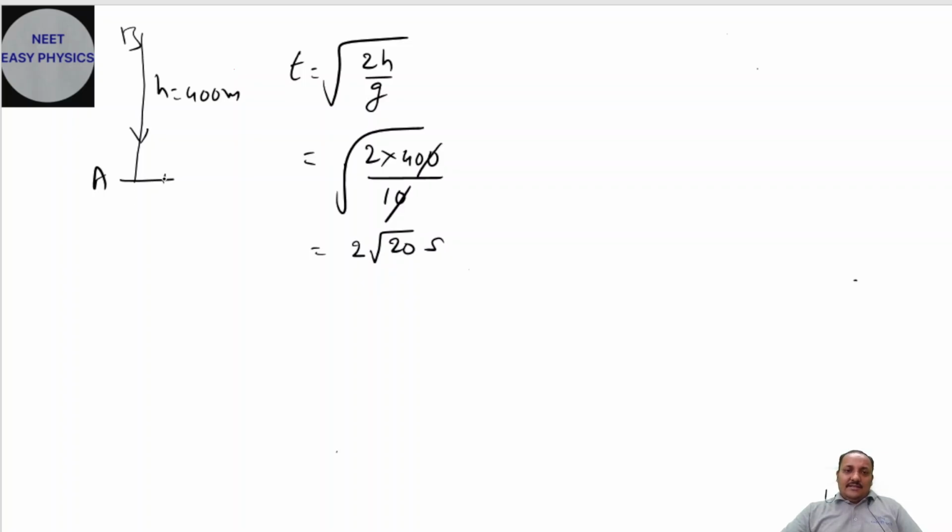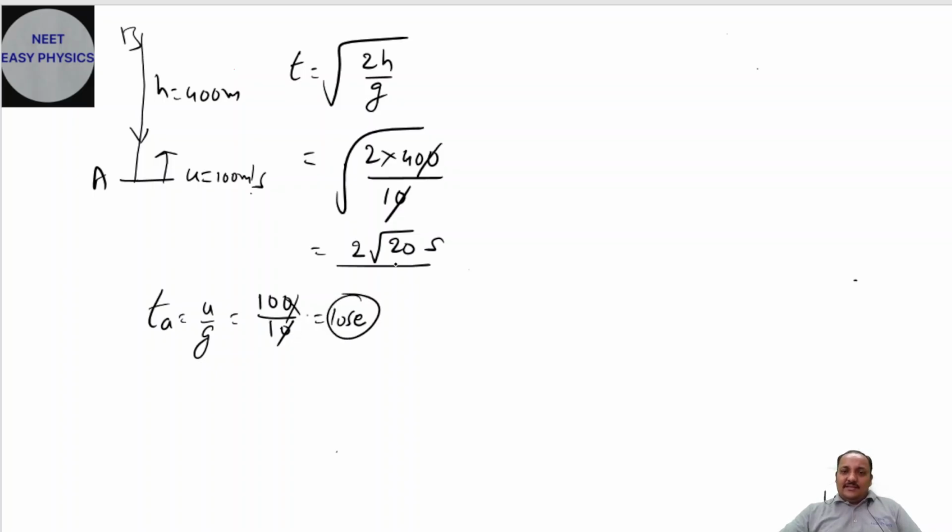So next, this is projected vertically upwards with 100 meter per second. So how much time will it take to reach maximum height? What is the formula? TA is equal to U by G. U value is going to be not 400, this is 100. So U value is going to be 100. 100 by 10. How much time is it taking? 10 seconds.